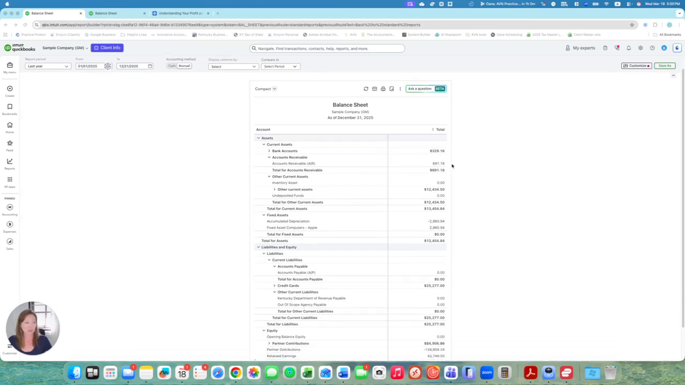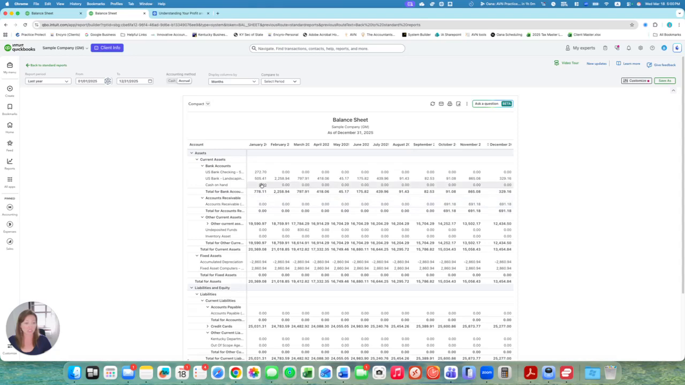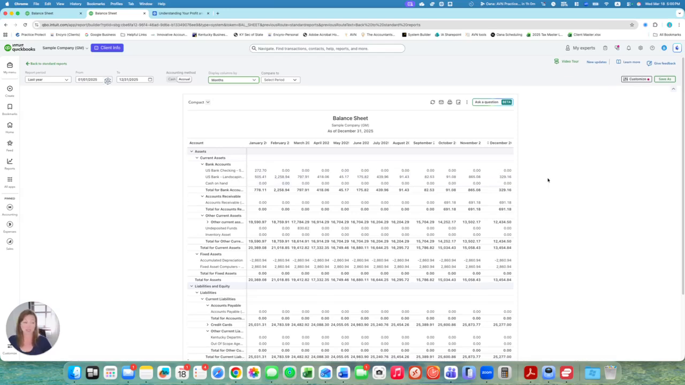So the next thing you want to look at is accounts receivable. Is this number too high? Are we collecting on those? There's other reports that can help you with that. You can also look at this month over month as we did previously by clicking display columns by month and see if your cash is going up or down. If it's going down, that's a bad sign. If it's going up, that's a good sign.